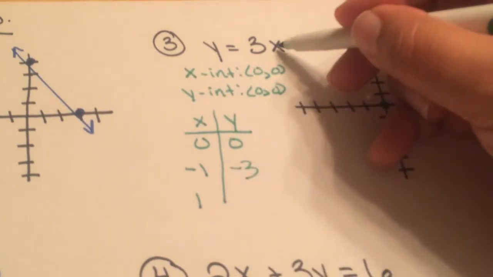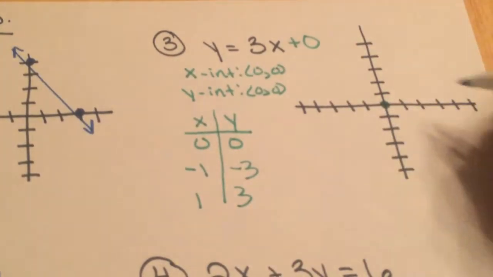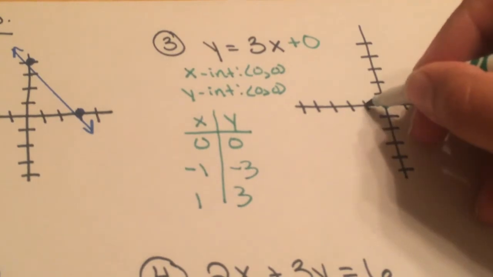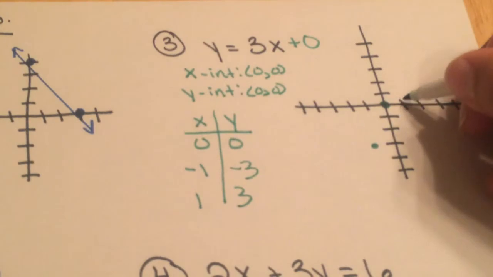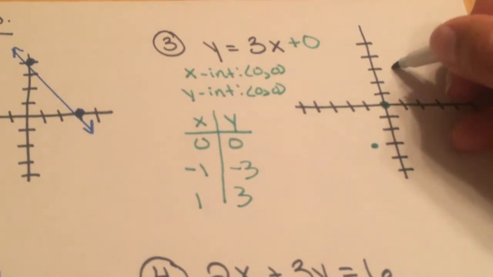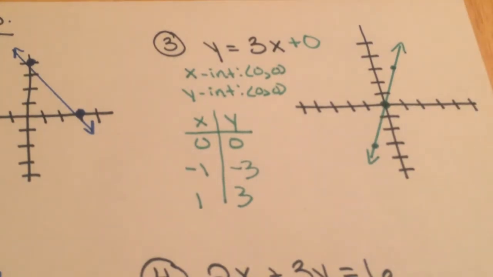And +1 times 3 is 3. So I've already had 0, 0 graphed. So now I'm going to move to the left 1 and down 3, and to the right 1 and up 3. And again, if I go ahead and graph this line, we can see that that's what that graph looks like.